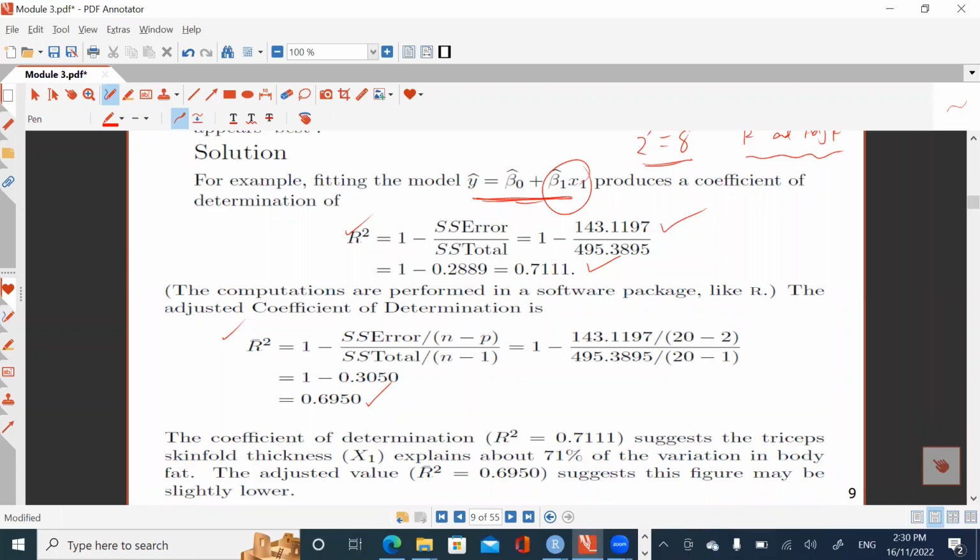The coefficient of determination R square is 0.711, which suggests that the triceps skin fold thickness, that means x1, explains about 71% of the variation in body fat. The adjusted R square is 0.6950, which suggests that this figure may be slightly lower.